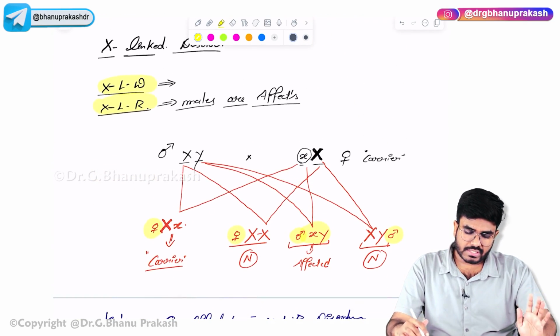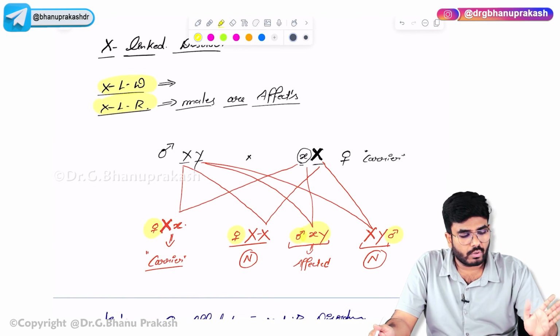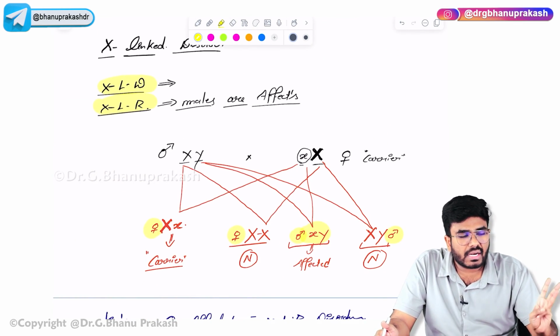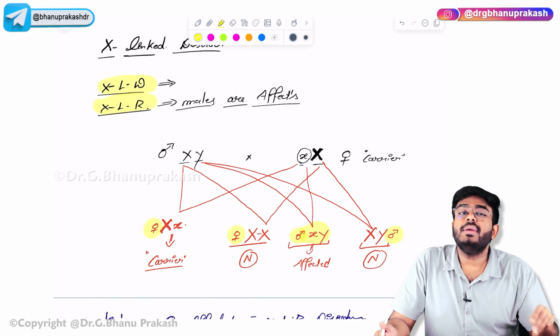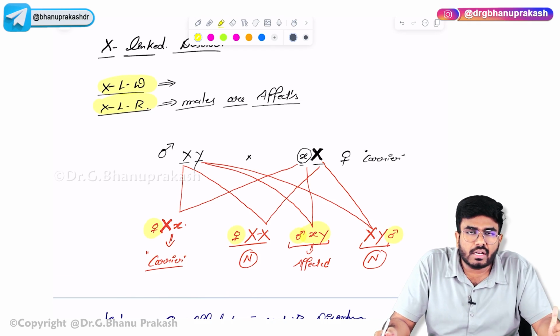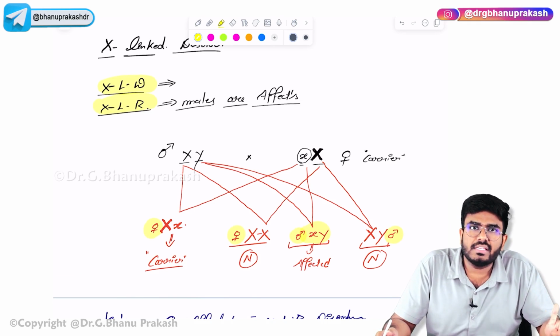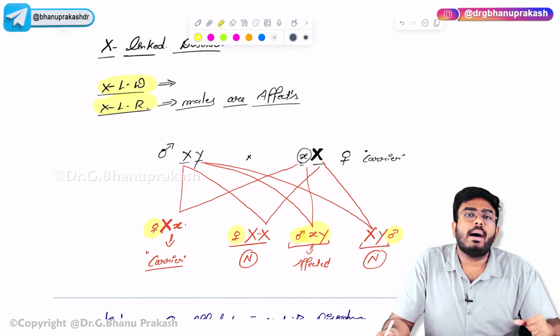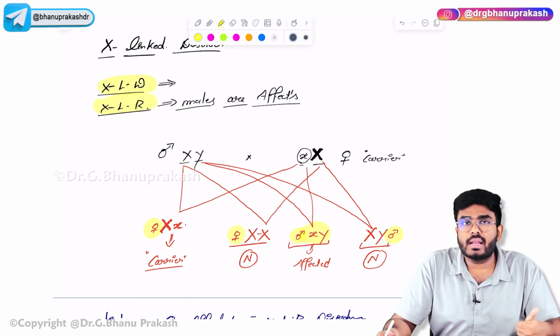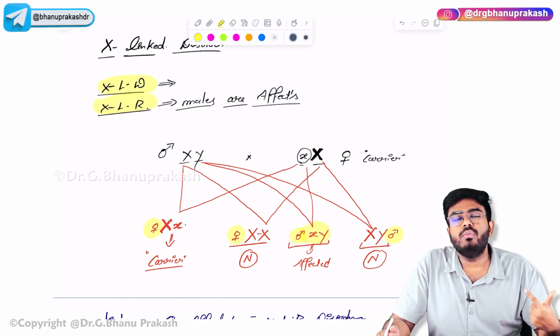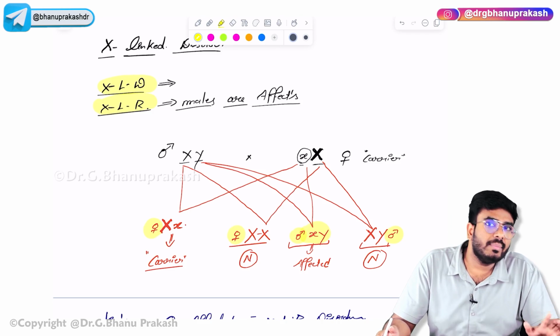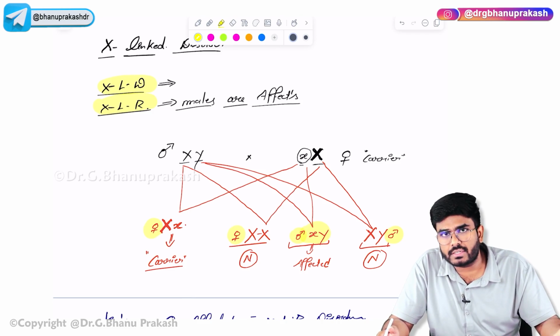So I have explained clearly that X-linked recessive disorders mainly affect males, but there are three conditions in which a female can be affected. The first condition is the Turner female, the second condition is due to the process of lionization, and the third condition is when a diseased male has a child with a carrier female. Then the female child can be affected, no doubt.